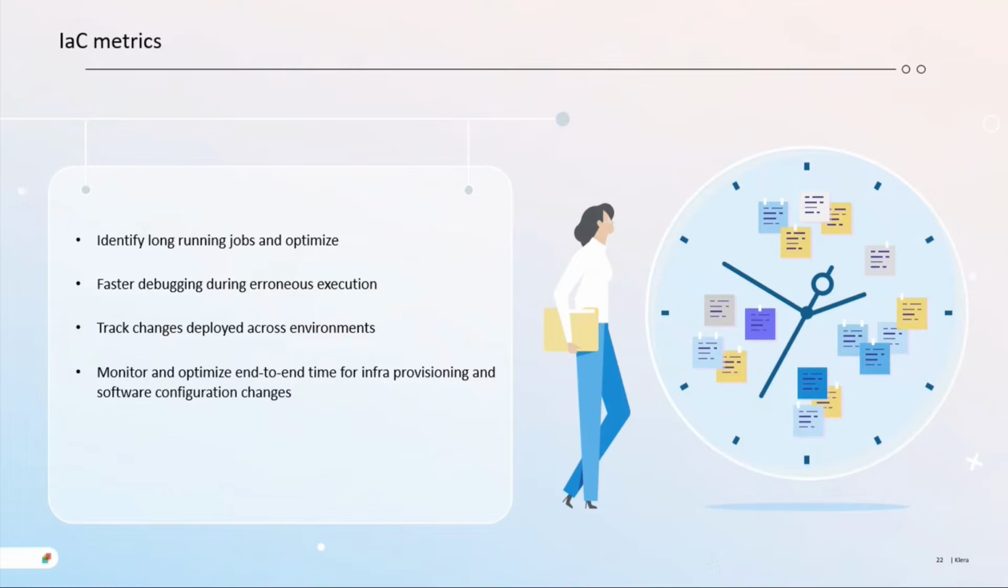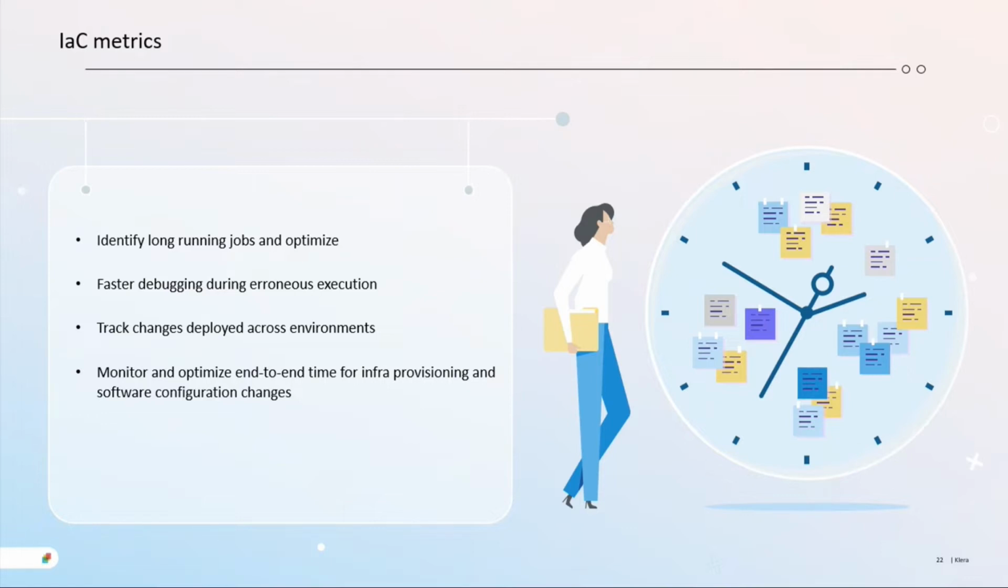Some of the benefits of the use case involve identifying the long running jobs. For example, if my pipeline is taking too long, is there a need to break it down into multiple sub pipelines so that my resources can be created easily? If there are any errors, we can identify whether the error is due to infrastructure issues or permission issues. The analysis of these pipelines also helps us to track the changes which are deployed across environments.